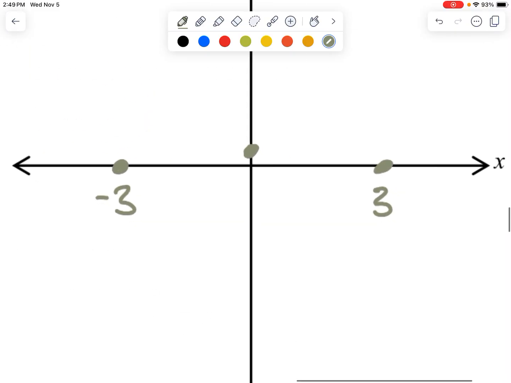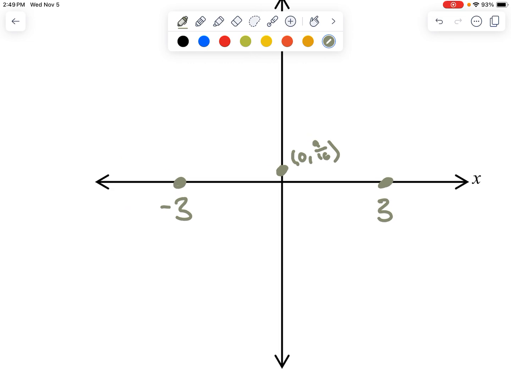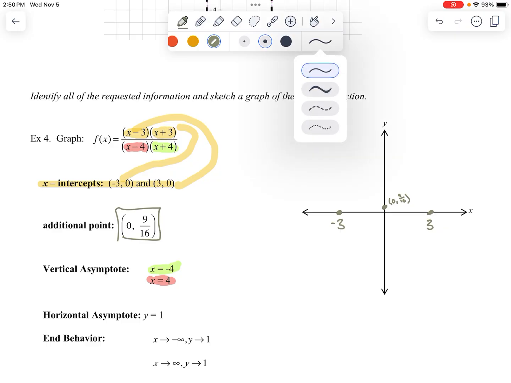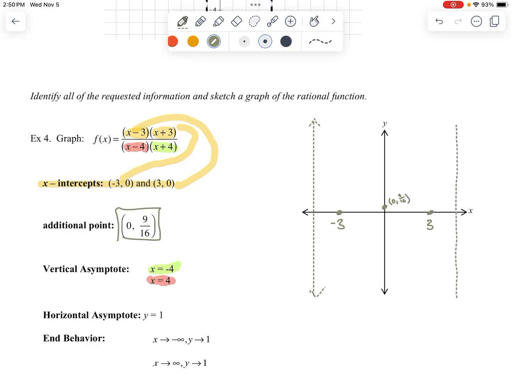Okay. So let me zoom in here. So let's call it 0, 9/16. And the vertical asymptotes, those can be found by looking at the denominator. So x minus 4 means there's a vertical asymptote at x equals positive 4. And x plus 4 means the vertical asymptote's at negative 4. So I'm going to do a dashed line for that. And then x equals 4.